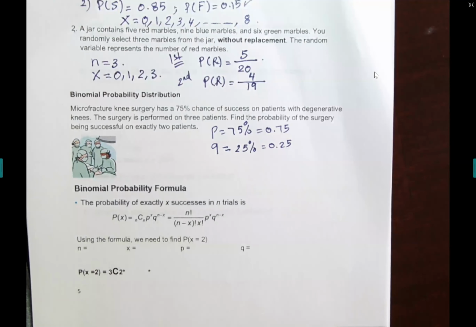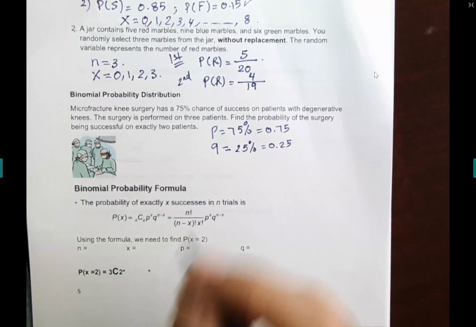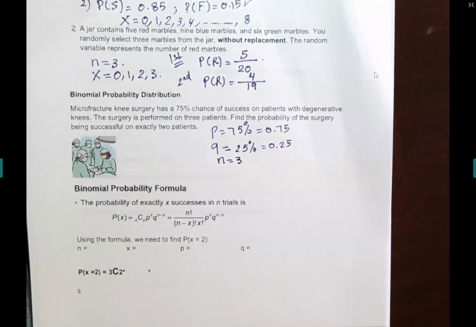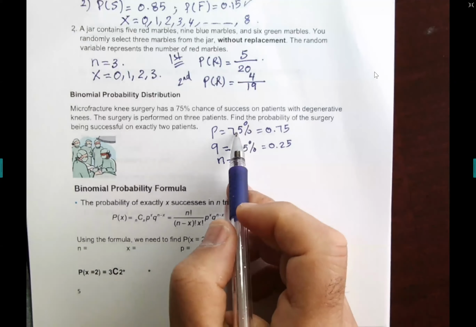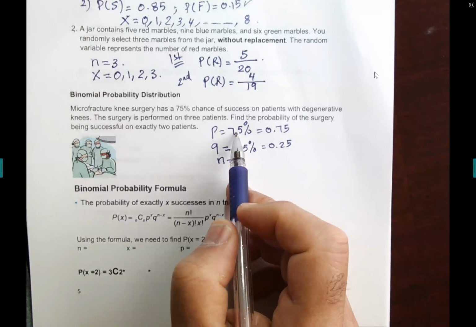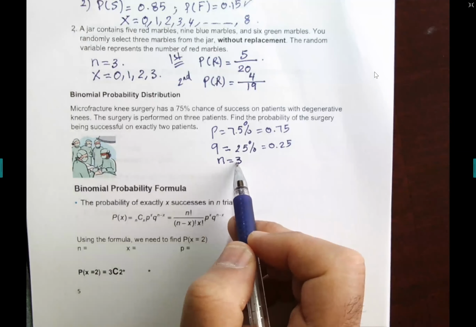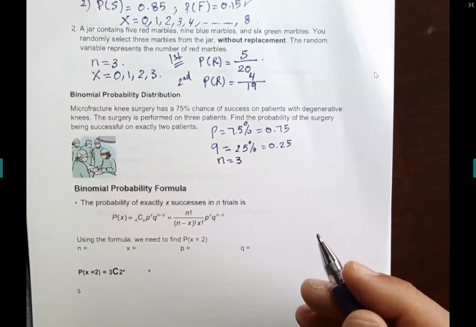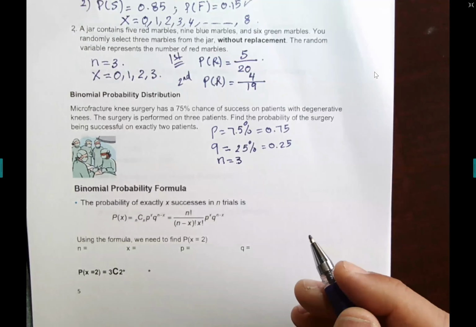Chance of success on patients with degenerative knees. The surgery is performed on 3 patients, a fixed number of trials, guys. So N is 3. That's good. It is a binomial experiment, guys, because the probability of success does not change. He didn't say it will change, so it's 75%. We have a fixed number of trials, so that's all we need.